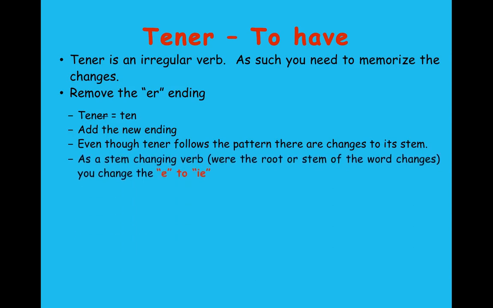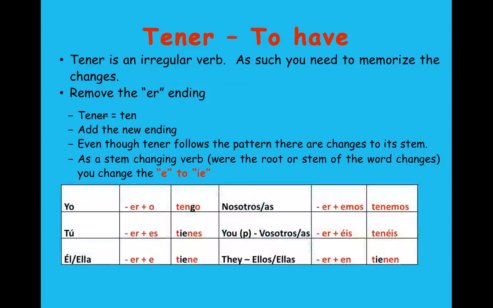So we're going to look. We added the endings on all of them. But then on the yo, we have the G: yo tengo. The tú, the stem changes, the E changes to an IE, so tienes. Él or ella tiene, and remember, usted also goes in this same group, usted tiene. Nosotros or nosotras tenemos, okay? There's no change, there's no stem changing in this one. And you, informal plural, vosotros or vosotras tenéis. Again, ellos, ellas, and then again, ustedes tienen.